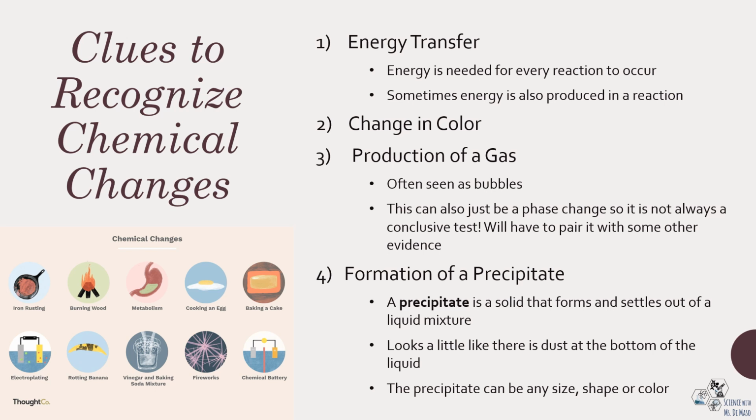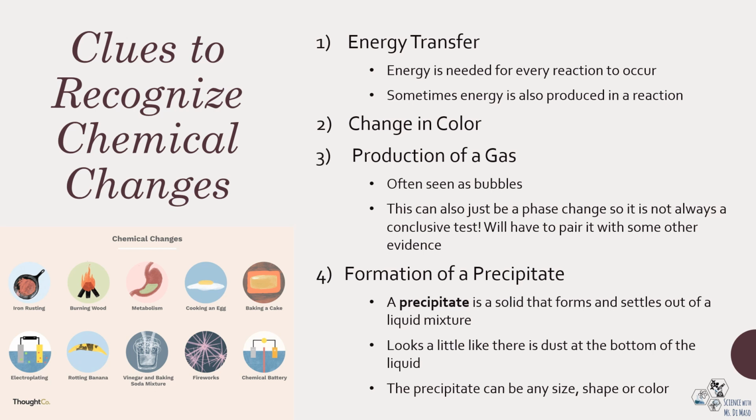The second clue is you might see a change in color. So you might have two clear liquids that when you mix them, they turn green. The third is production of a gas. You may see bubbles starting to form. Now this one, sometimes bubbles are just evidence of a phase change, like boiling. So this one is not conclusive on its own. You'll often have to pair it with a different clue or with weight measurements to see in the end, has my substance converted into a different substance.